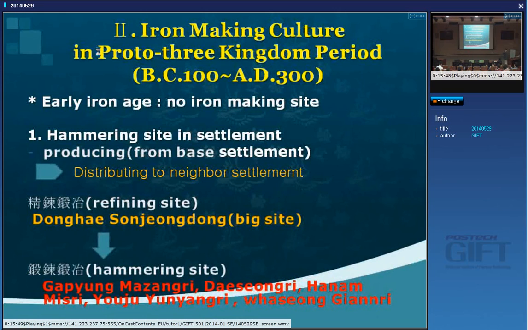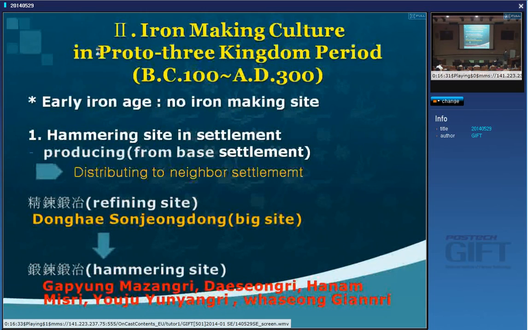Next, let's see the iron making culture in the Proto Three Kingdoms period, from 100 BC to AD 300. Early Iron Age iron making sites are not found. In the Proto Three Kingdoms period, the iron making sites are mainly hammering sites. In a settlement, they produced at the base settlement, and next distributed the raw material or ready-made iron tools to the neighboring settlements.